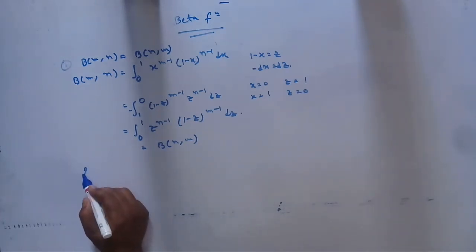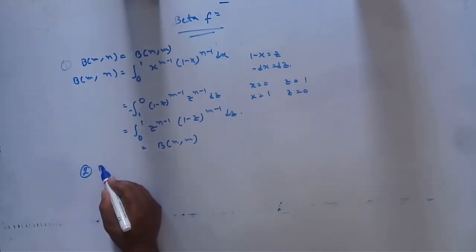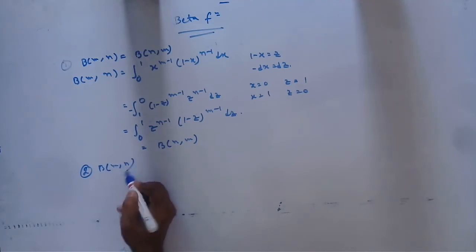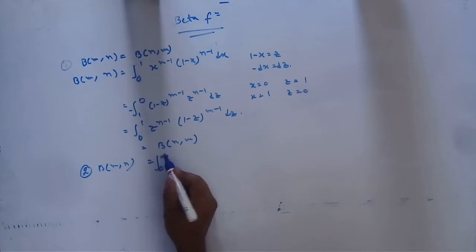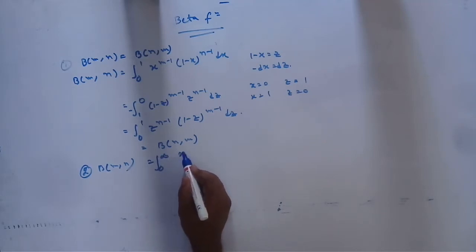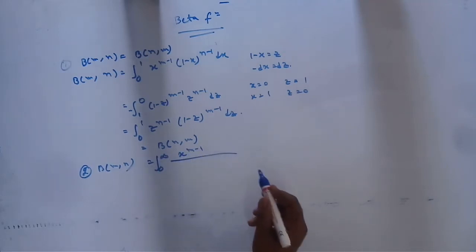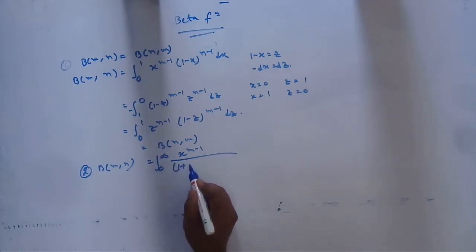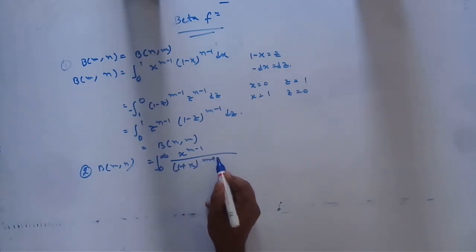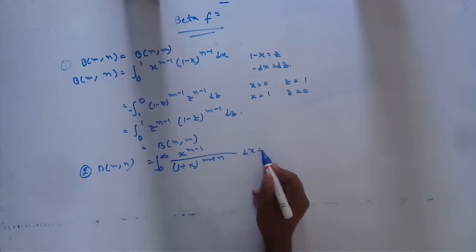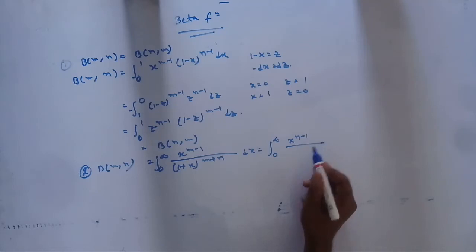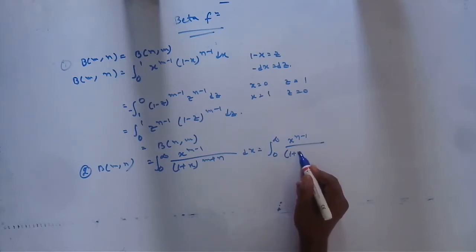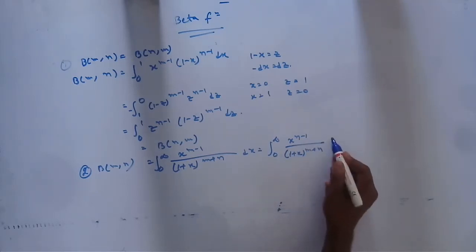Now property number 2: beta(m, n) equal to integration 0 to infinity x to the power m minus 1 by (1 plus x) to the power m plus n dx, equal to integration 0 to infinity x to the power n minus 1 by (1 plus x) whole to the power m plus n dx.